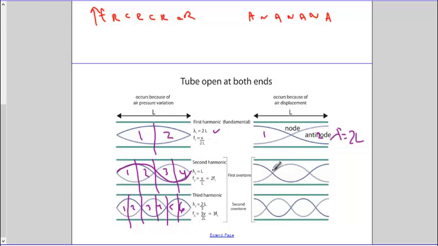Check. Here we have 1, 2, 3, 4 quarters. So the wavelength there would be the length. Here we have 6 quarters of a wave. So the length is a fraction of that wave, 4/6 of that wave, or 2/3 of the length.